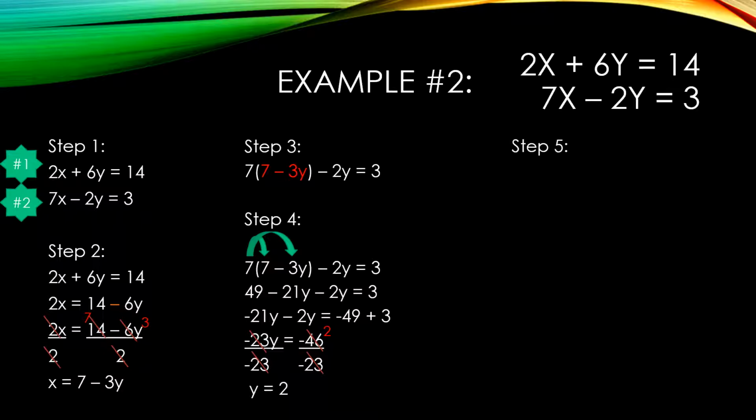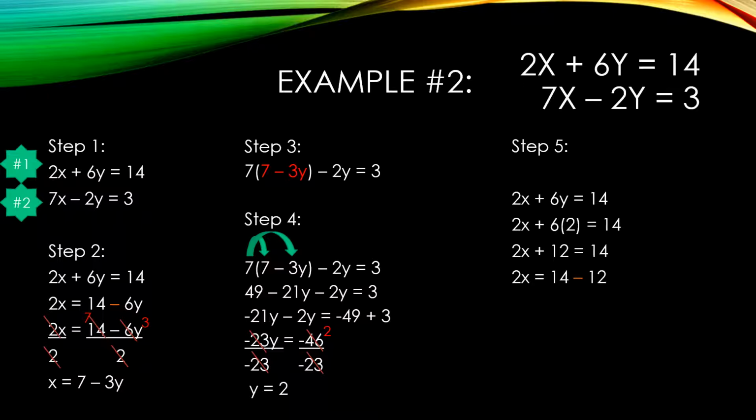Step number 5 is where we solve for x. We're going to go ahead and substitute 2 into either #1 or #2 instead of using the variable y. I'm going to select #1, and replace all the y's with 2. So it's going to read 2x plus 6 times 2 equals 14.